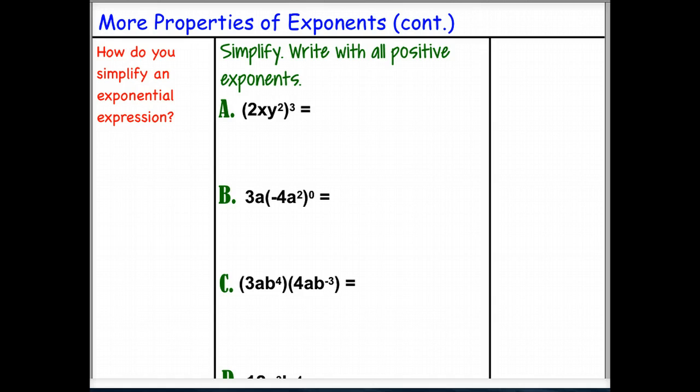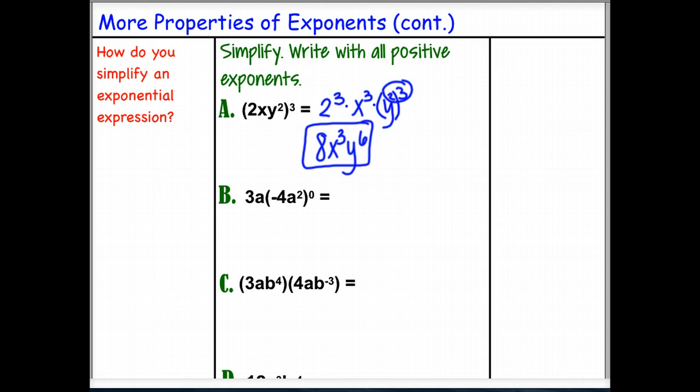We have 2xy squared to the third power. This gets into yesterday, but that's okay because we could use some practice. That means we're going to take 2 to the third power times x to the third power times y squared to the third power. That means that we have 2 to the third, which is 8, times x to the third, and then we have y to the 2 times 3, so y to the 6th.